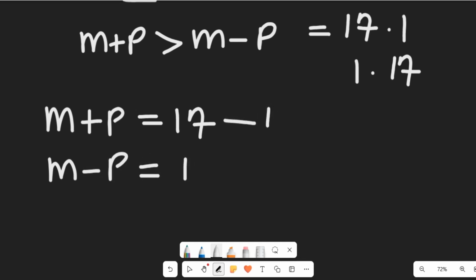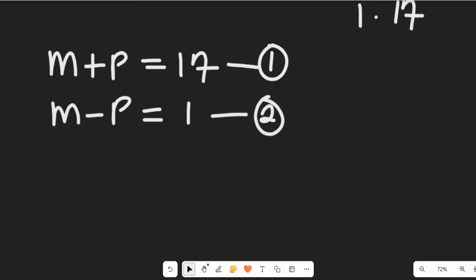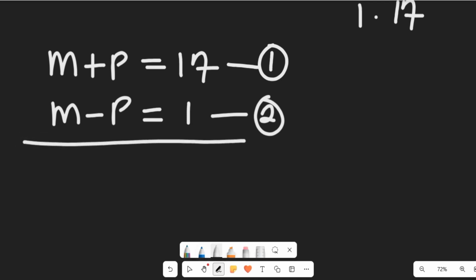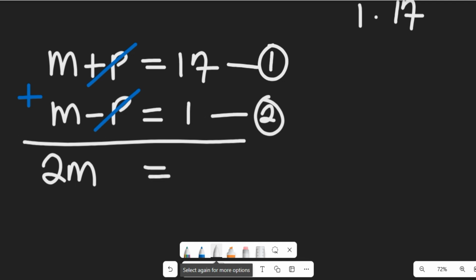Dis one go be equation 1 and dis one go be equation 2. So if we solve dis two equation simultaneously, na wetin dem go. To solve dis two equations simultaneously, we go just add two of dem. If we add two of dem, dis one na minus, dis one na plus. Dat mean sey dis one go cut dis one. So we go be m plus m go give me 2m. 2m go dey equal to 17 plus 1 go give me 18.